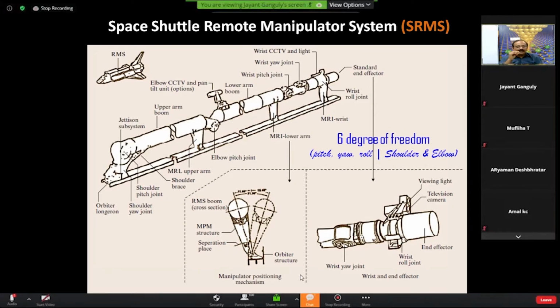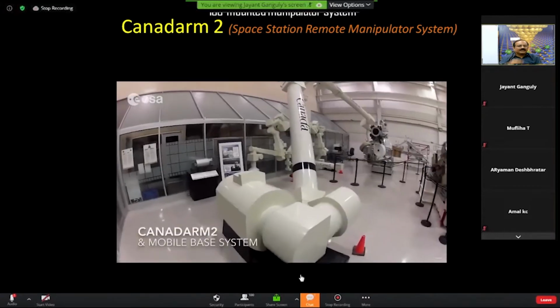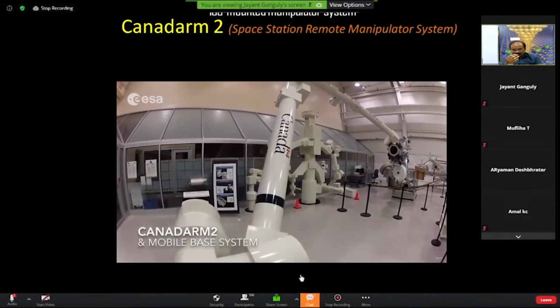For each of them there are pitch, yaw, and roll, so 3 degrees of freedom each. In total we have 6 degrees of freedom. In that way, this particular arm can move in different orientations in space and do certain work which is actually required. The next video is showing you a Canadarm.